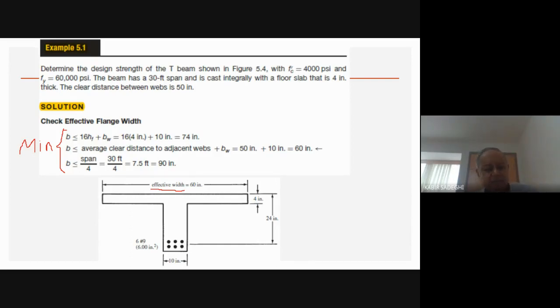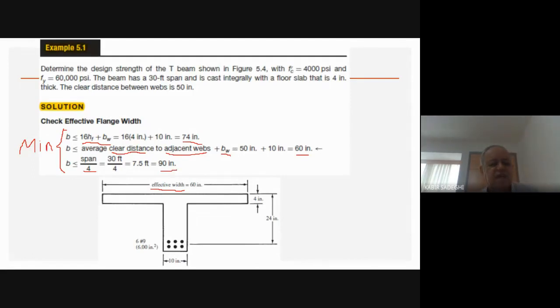In this example, B has three different values. One of them is 16 times the height of the flange plus the width of the web. The other one is the average clear distance to the adjacent webs or beams plus BW, and the other one is span length divided by 4. If we apply the values, we find 74 inches from the first one, 60 inches from the second one, and 90 inches from the last one.